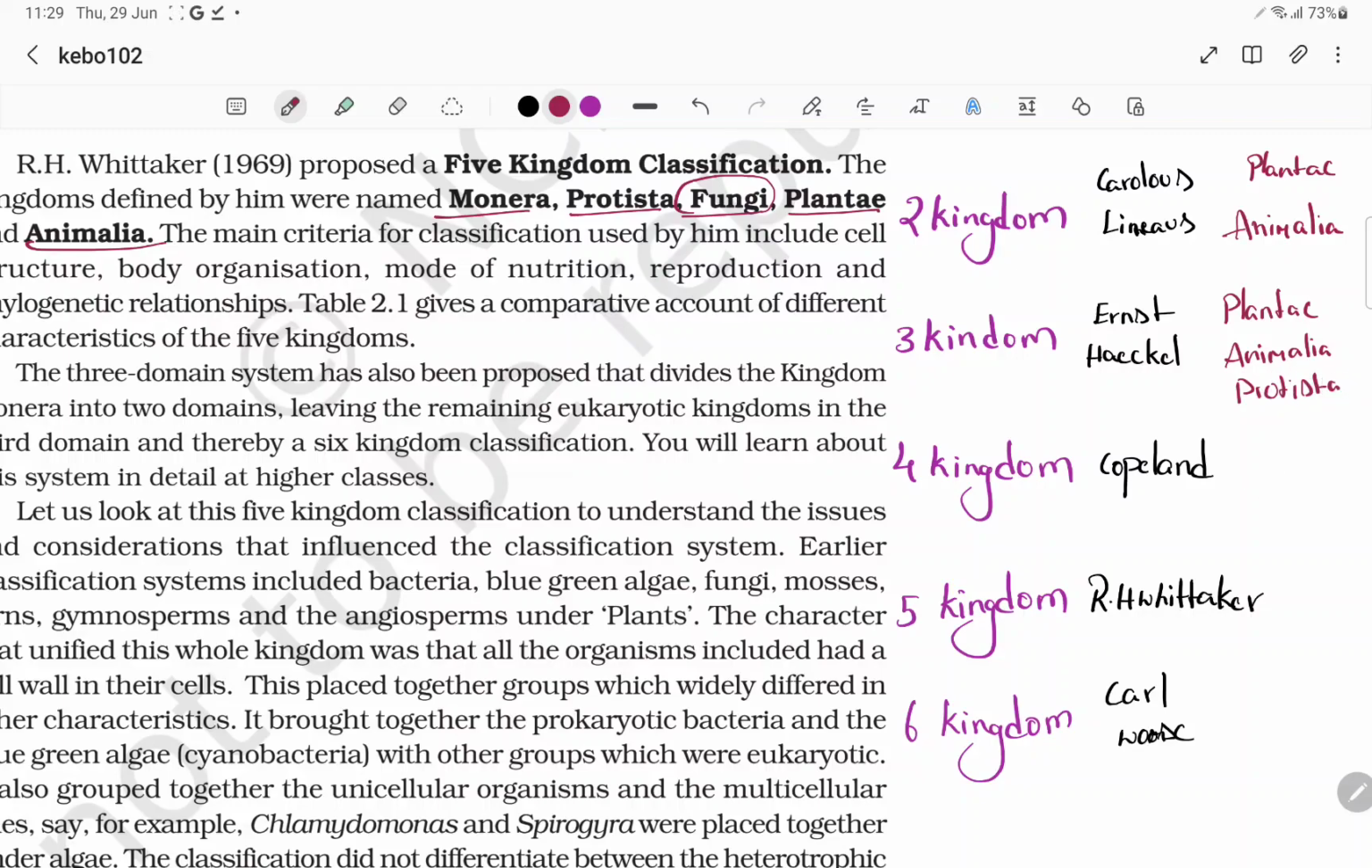Now coming to Copeland, this is the first system in which Kingdom Monera is added: Kingdom Monera, Kingdom Protista, Kingdom Plantae and Kingdom Animalia. So every kingdom was upgraded. We already know the 5 kingdom: Kingdom Plantae, Kingdom Animalia, Kingdom Monera, Kingdom Protista, and the newly added kingdom is Kingdom Fungi. So the 4 become 5.